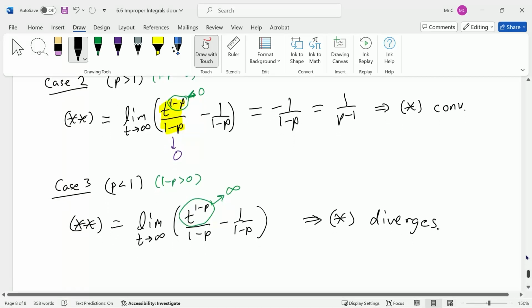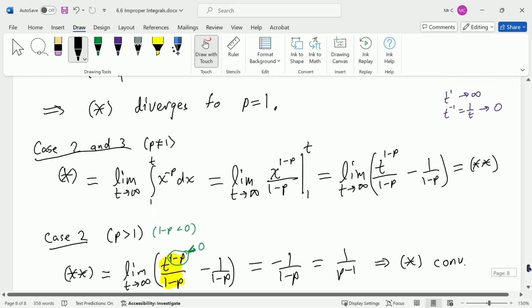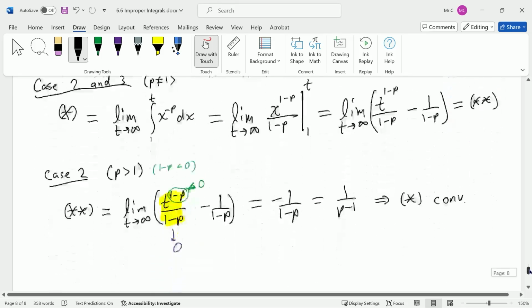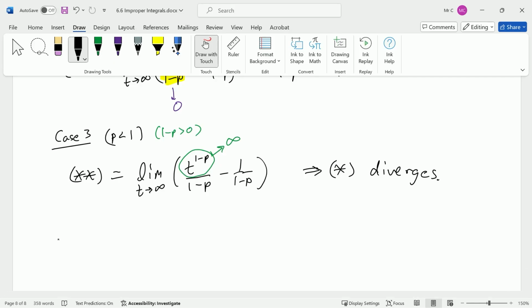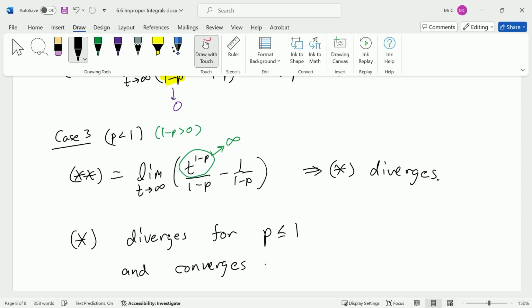So what did we figure out? We figured out that when p was 1, the integral diverges, and when p is less than 1, it diverges. So in summary, we say the integral diverges for p less than or equal to 1, and converges for p greater than 1.